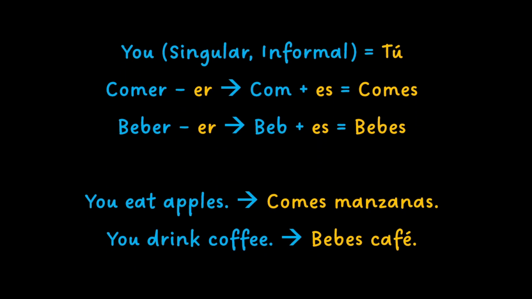You in Spanish when speaking to one person informally is tú, and to conjugate this, we drop ER and add ES. So to say you eat, comer becomes comes, and to say you drink, beber becomes bebes. You eat apples is comes manzanas. You drink coffee is bebes café.